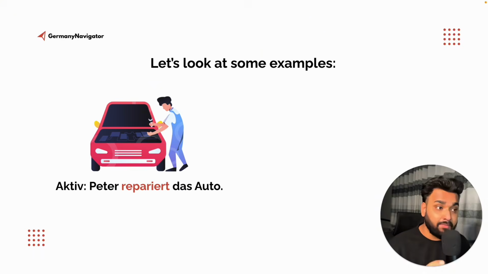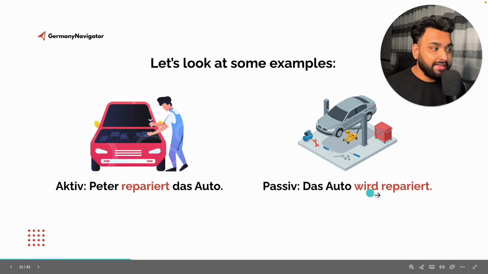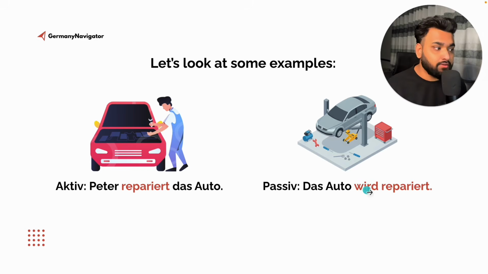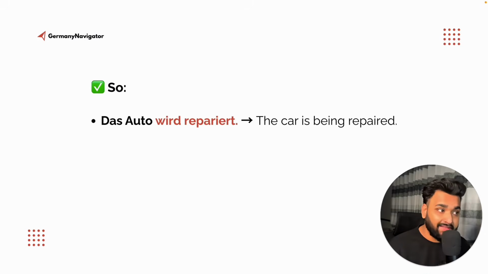On the other hand, in passive voice, that will be das Auto wird repariert. As you can see, in this case we don't have any subject. Here the focus is what is being done. Now here you can see the formula. Wird is the present tense of werden, and repariert is the Partizip II form of reparieren. So that means das Auto wird repariert means the car is being repaired.